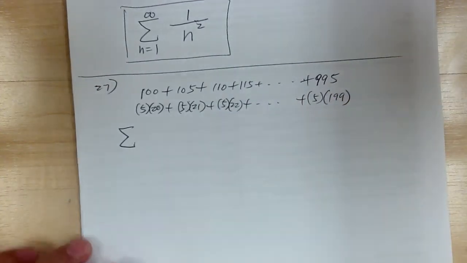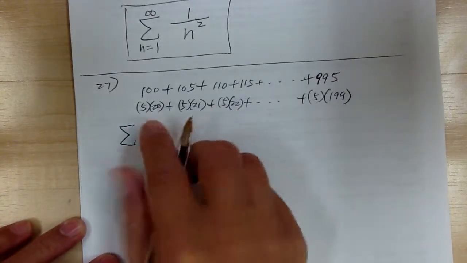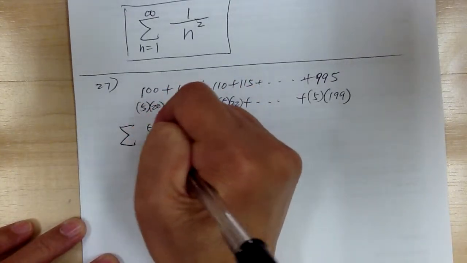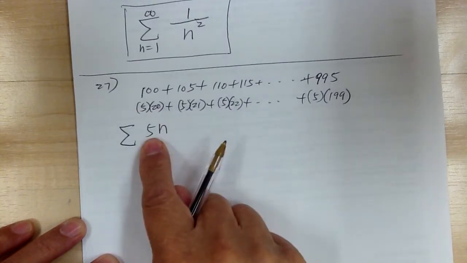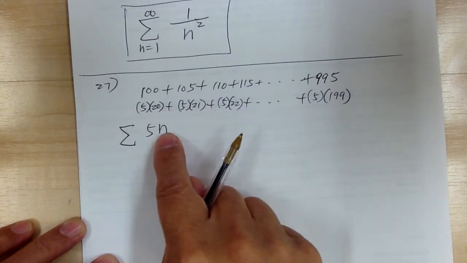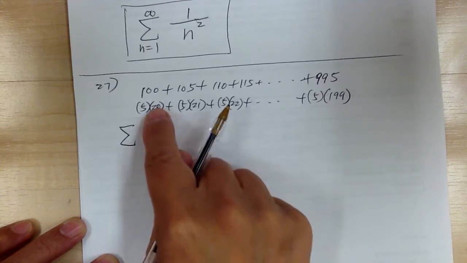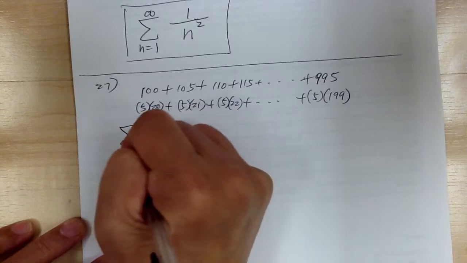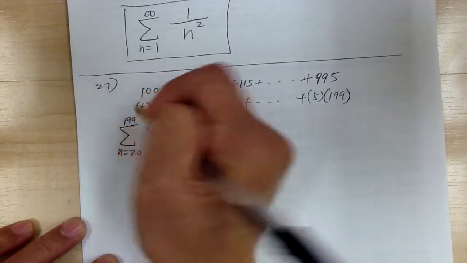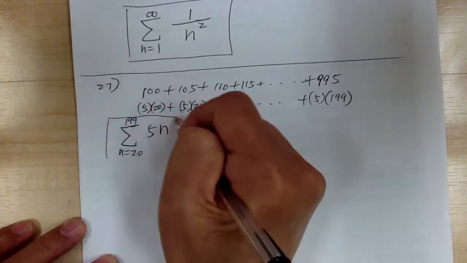Okay. So again, from here, you can see that it's going to be 5 times n. Right? Again, 5 is the same, the constant, you write it down. The number, when it varies, becomes the variable. Okay. So the variable part goes from 20 through 199. So it means n equal to 20 through 199. Okay. And so that is one answer.